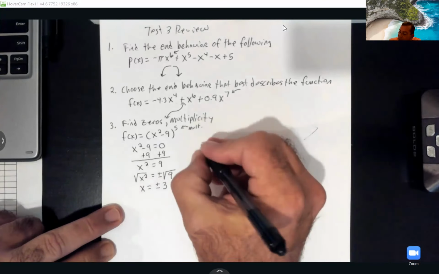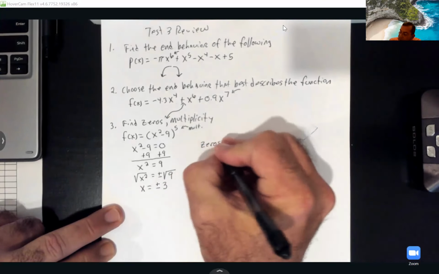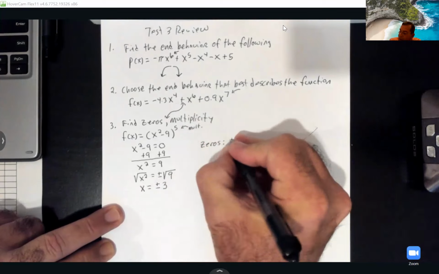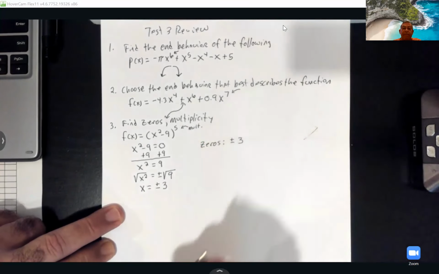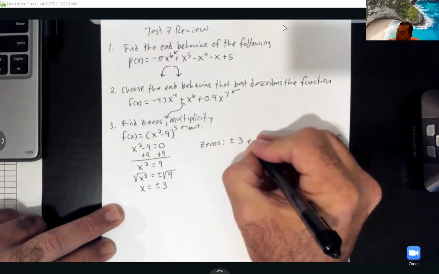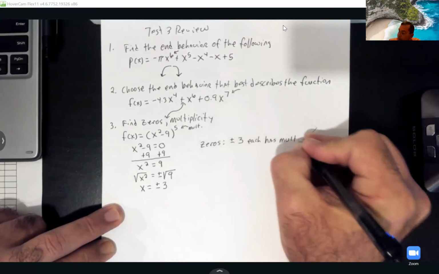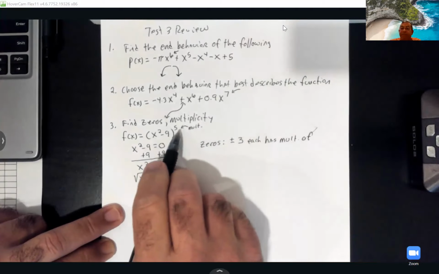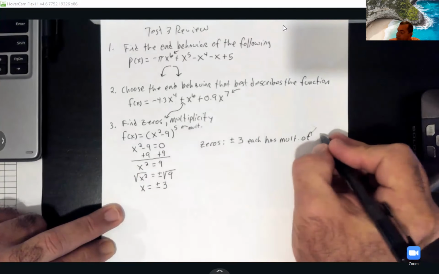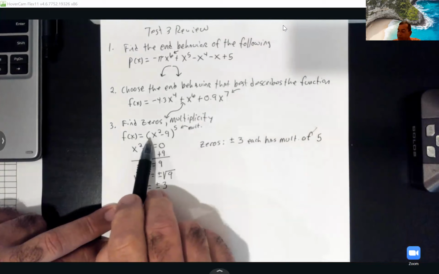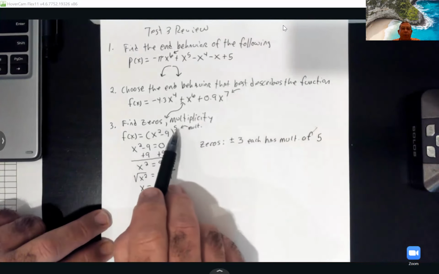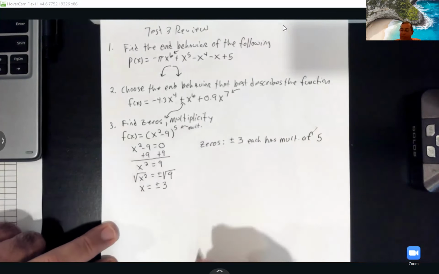So my zeros are going to be plus or minus 3. Each has a multiplicity of 5. Okay, so the zeros come from the factors, multiplicity by the exponents.